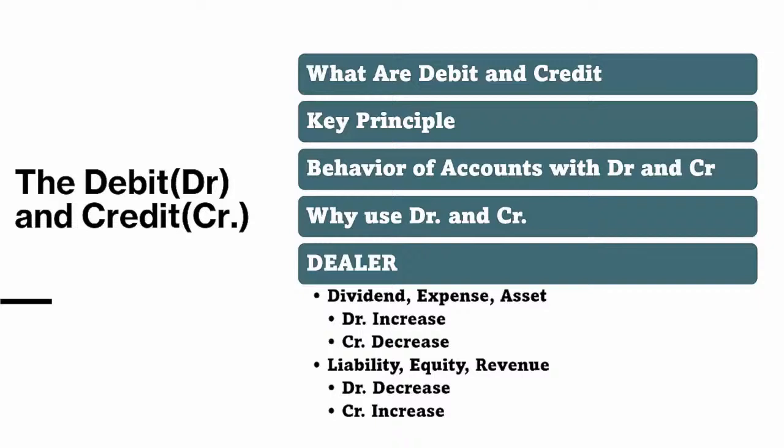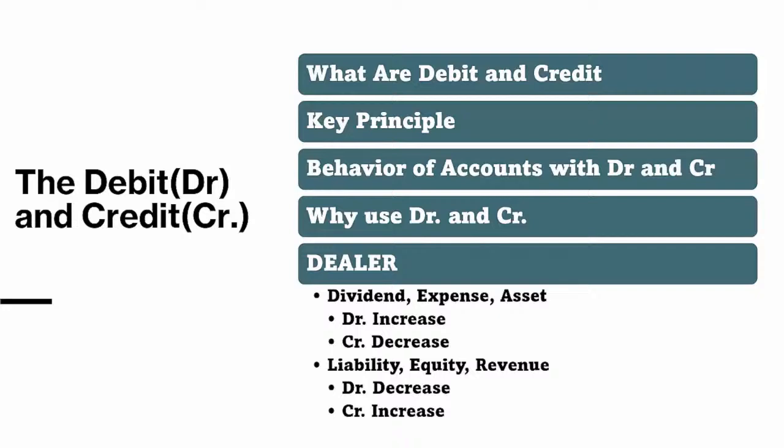3. Equity accounts, e.g., owner's capital, retained earnings: debit equals decrease, credit equals increase. 4. Revenue accounts, e.g., sales, service income: debit equals decrease, credit equals increase. 5. Expense accounts, e.g., rent expense, utility expense: debit equals increase, credit equals decrease. Let's look at some examples to make this clearer.